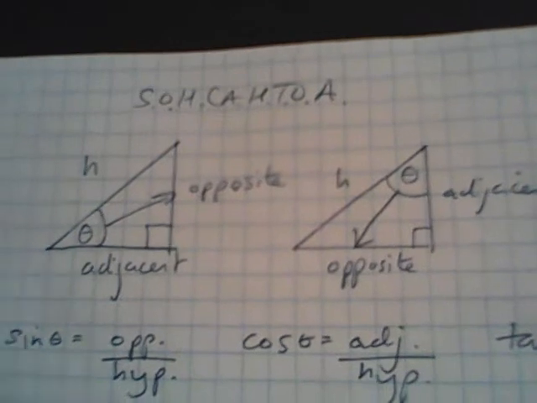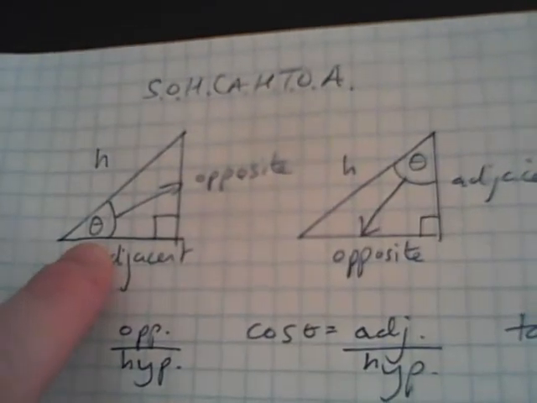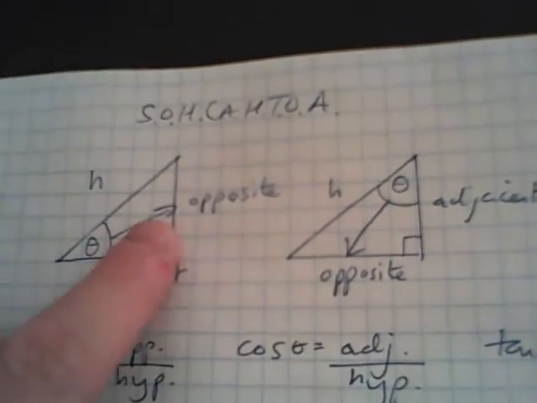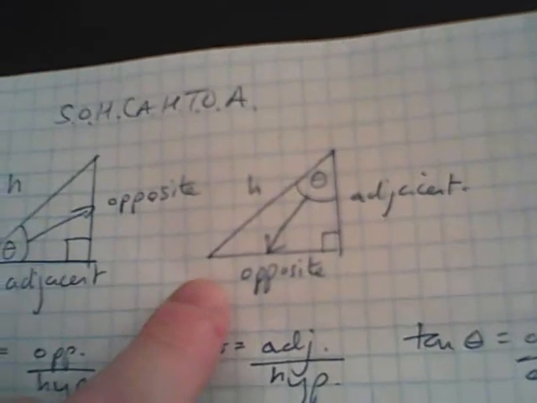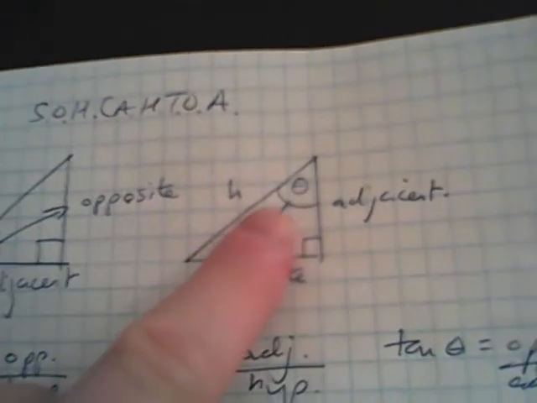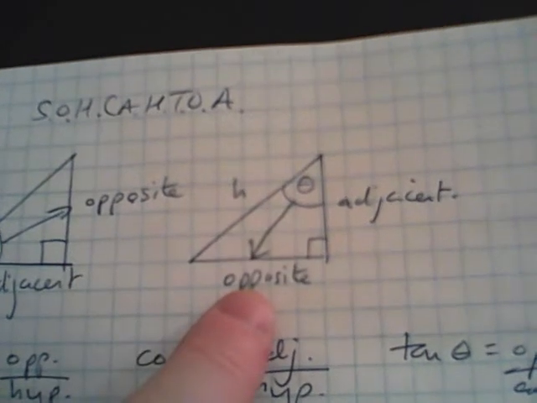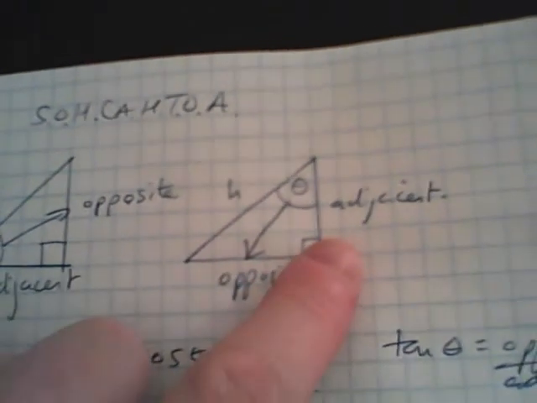You don't need to worry about the hypotenuse because that's always the long side opposite the right angle. But you can see here on the example on the left, because I'm using this angle here, that's the opposite and that's the adjacent. Now in the triangle on the right, this time, because I'm using this angle up here, that's the opposite down there, and that's the adjacent there.